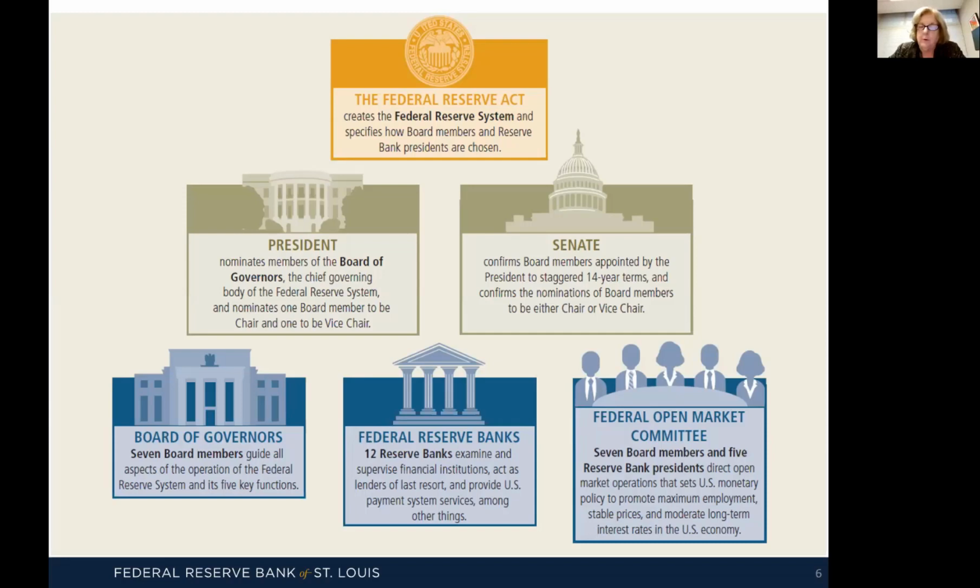Anyway, so they have those 7 members with a chair and a vice chair. And that Board of Governors then works with the 12 reserve banks. The 12 reserve bank presidents and the 7 Board of Governors meet about every 4 to 6 weeks, and they are the members of the Federal Open Market Committee.